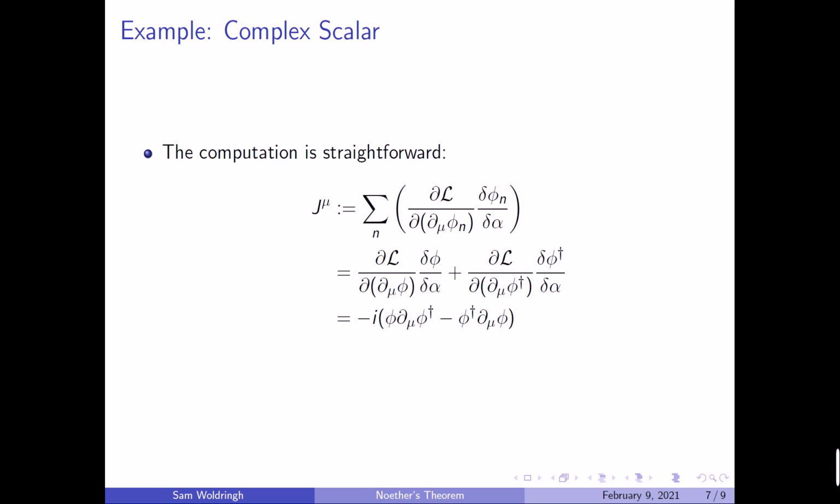The computation has by this point become very straightforward. We sum over two terms because we have the phi and a phi dagger field. You know that this variation is proportional to phi, that's this term, and that the derivative of the Lagrangian with respect to the derivative of phi is just the derivative of phi dagger, and the same for the other term.